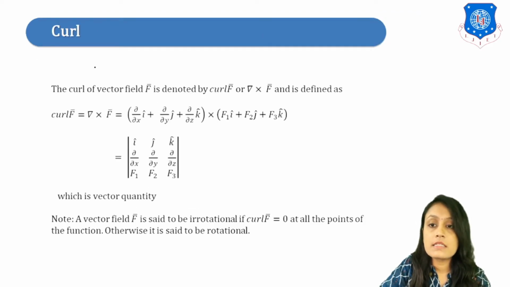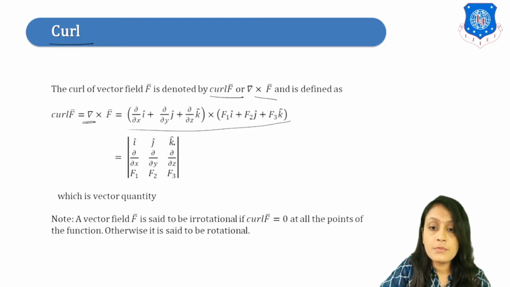Now let's discuss the next topic, that is curl. This is also a very important topic. Gradient, divergence and curl are the most important topics of this chapter. The curl of a vector field f bar is denoted by curl of f bar or del cross f bar, and it is defined as del cross f bar. Here del is del by del x i plus del by del y j plus del by del z k, and f bar is f1 i plus f2 j plus f3 k. We have to find its cross product.